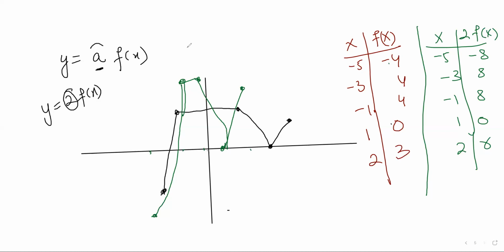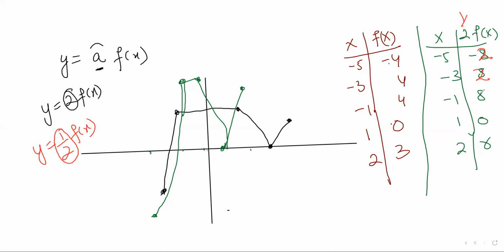Again, in the same case, if we take another example, and this time y is equal to 1 by 2 f of x. It's now 1 by 2, it's not 2. So again, we're going to make another set of coordinates by multiplying by 1 by 2. So it would be 4 divided by 2, we get 2.